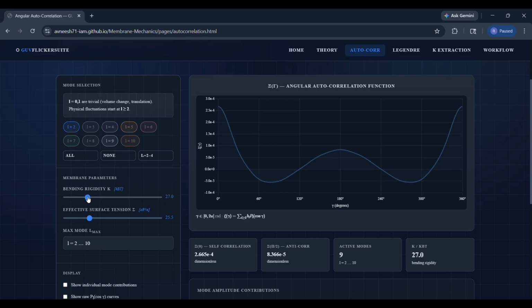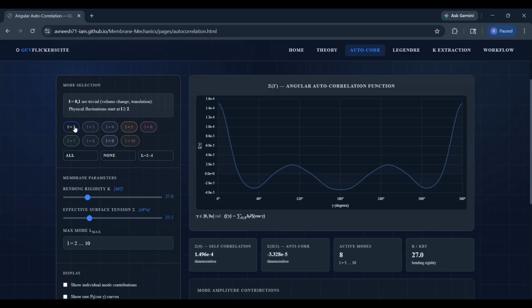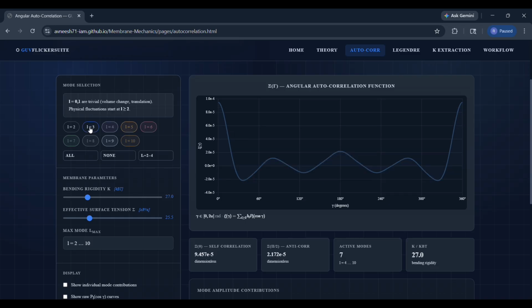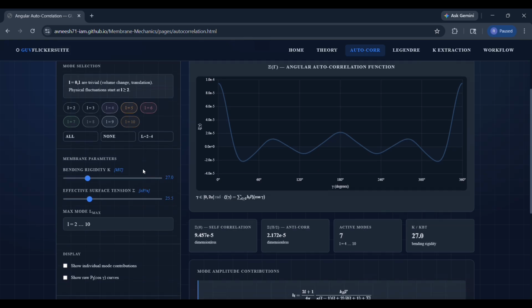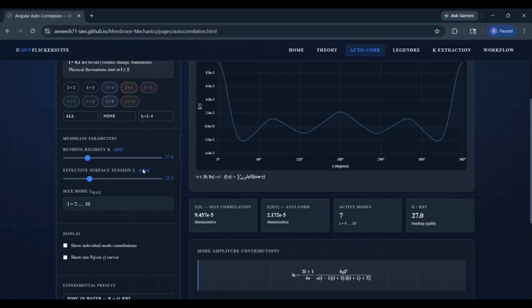When we keep only lower modes such as L equal to 2 or 3, the correlation curve becomes smoother and dominated by large-scale shape motion. This shows how each harmonic mode contributes to the final autocorrelation profile.